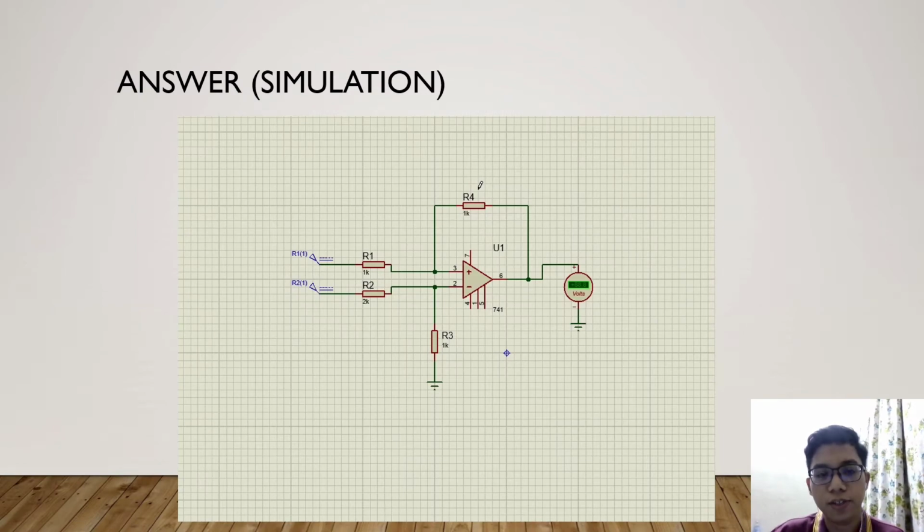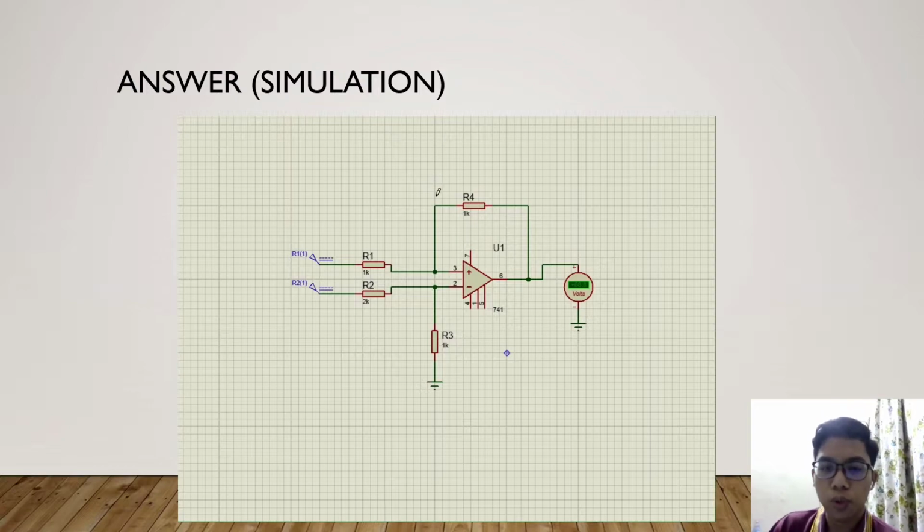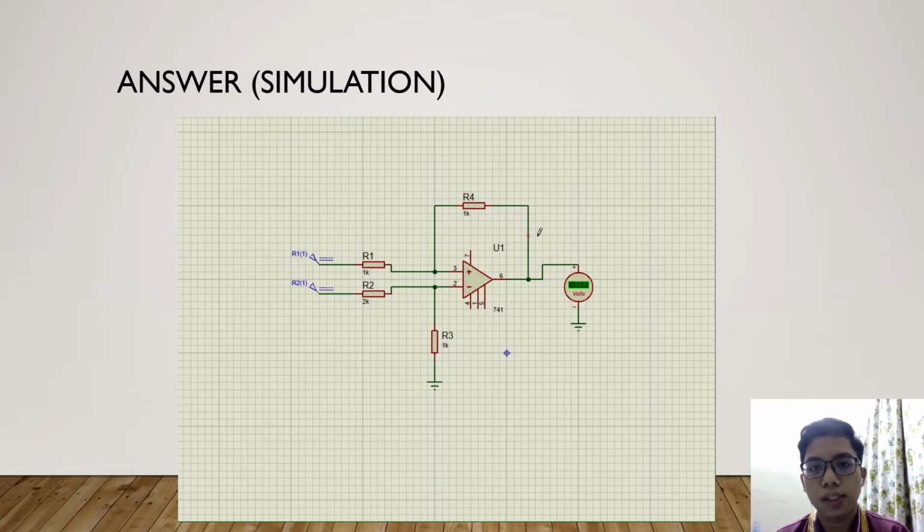Alright, so this is the answer for question 1 for the simulation. The purpose of doing this simulation is to determine whether the answer from the calculation or theory method is the same as the simulation. So this is the circuit that has been configured in Proteus. We have 4 resistors and 1 op-amp, that is IC 741, functioning as the op-amp.